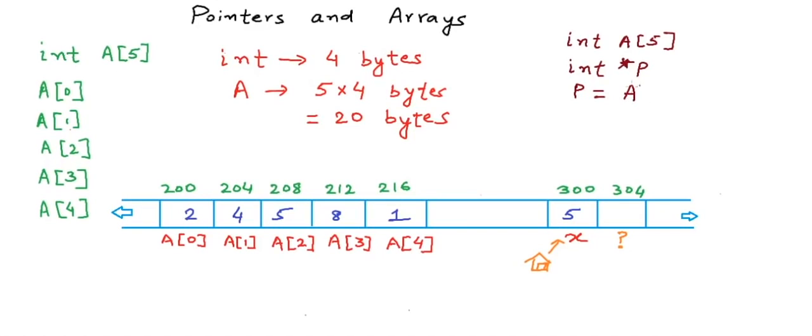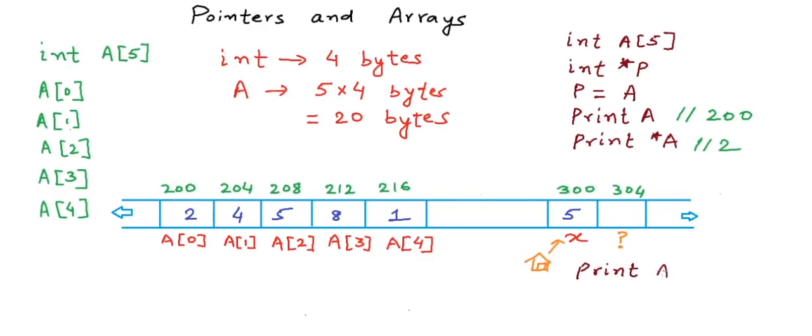In fact, we do not even need to take this address in another pointer variable. If we simply print a, then this gives us nothing but the address of the first element in the array. And if we dereference this and print asterisk a, then this will give us the value. If we print a plus 1, then this will give us the address 204, and asterisk a plus 1 will give us the value of the second element in the array.